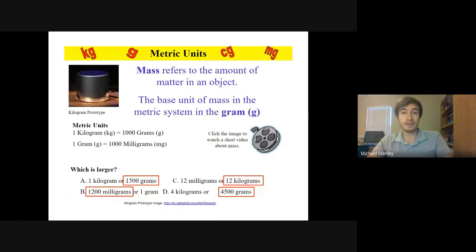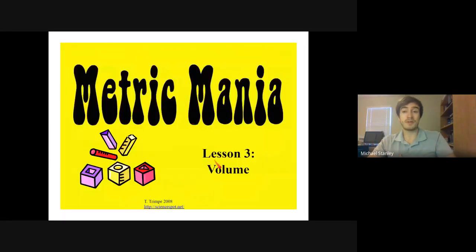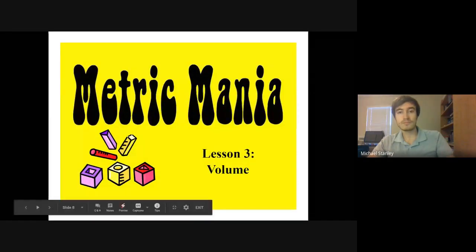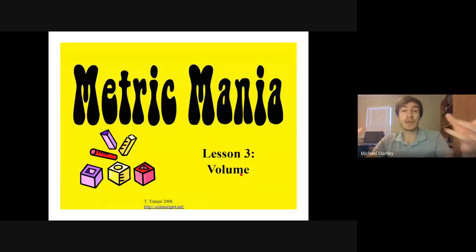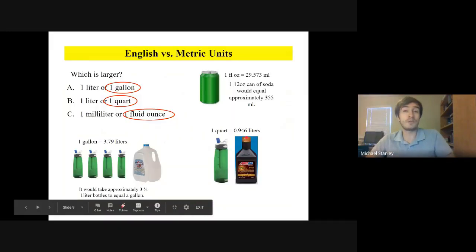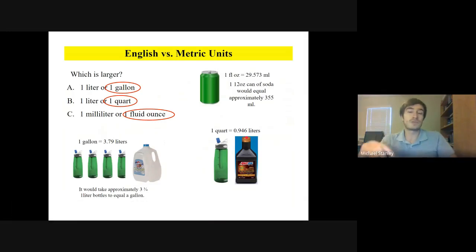All right, so finally, after we have our weight, our final one that we're going to talk about is our volume. So volume is how much space that something takes up. A lot of times when we talk about volume, we're talking about liquid volumes. So we have things like fluid ounces. So like there's 12 fluid ounces in a normal can of soda, for example.